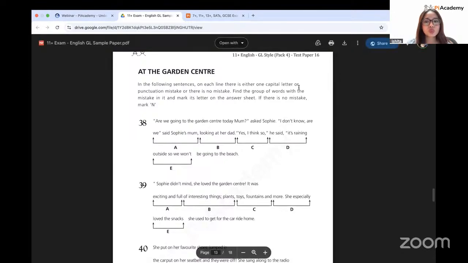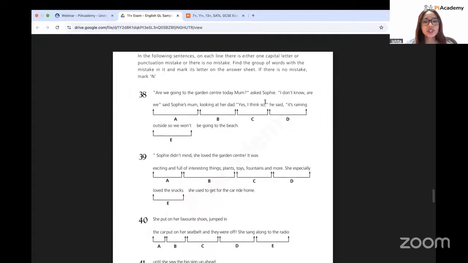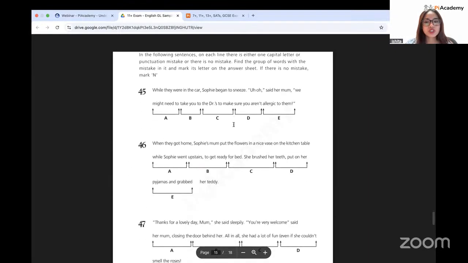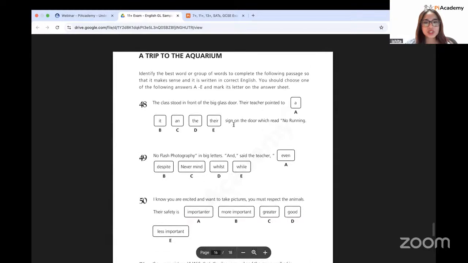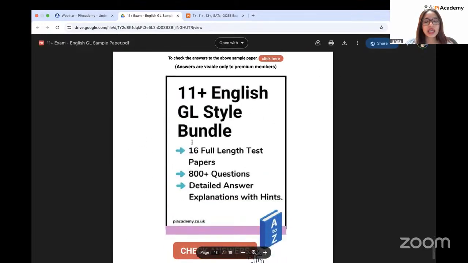Then we also have the capital letter and punctuation mistake section. It's a similar process: you need to identify where there is a mistake in the punctuation or capital letter, and if there's none, you mark N. So yes, this carries on. This is an example of the GL style assessment. Again, in another type of section you need to find the best fitting word that would suit the sentence so it is grammatically correct and makes sense. So this is a little bit about the GL style bundle.